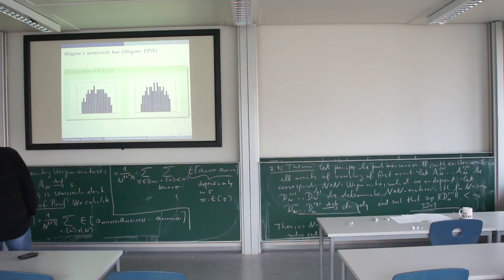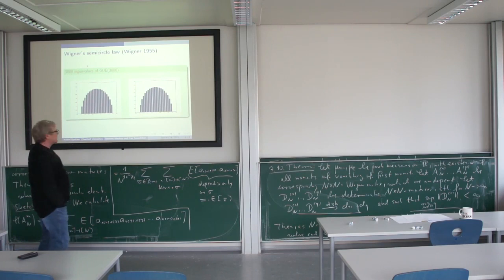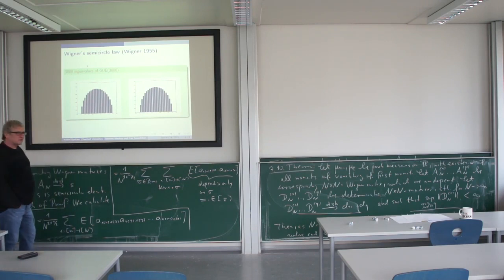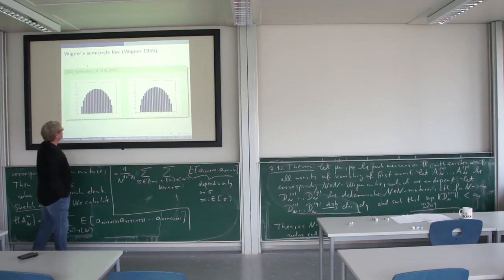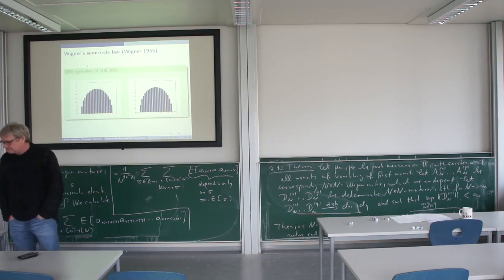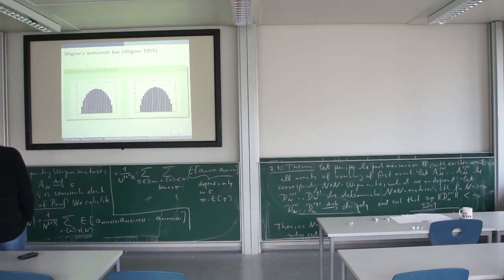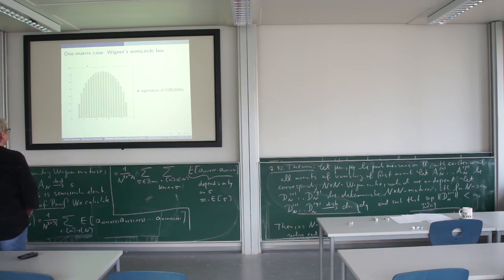So here, this is for 100, and then if I go to a 3000 by 3000 matrix, it is more or less the semicircle. These are the histograms of the 3000 eigenvalues of one GUE, and this of another one. Good, so that's about the semicircle. And maybe here it's again, so that's the classical theory.